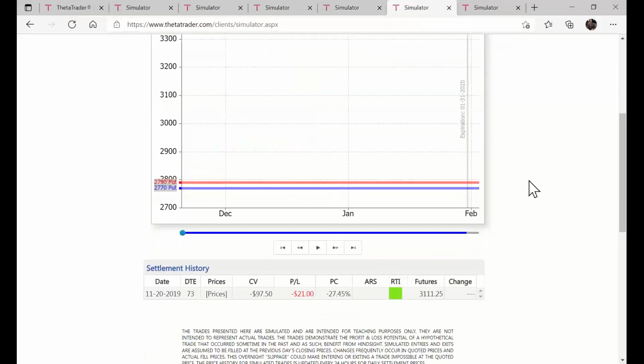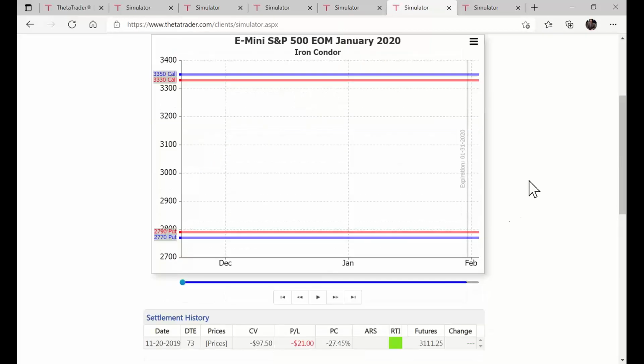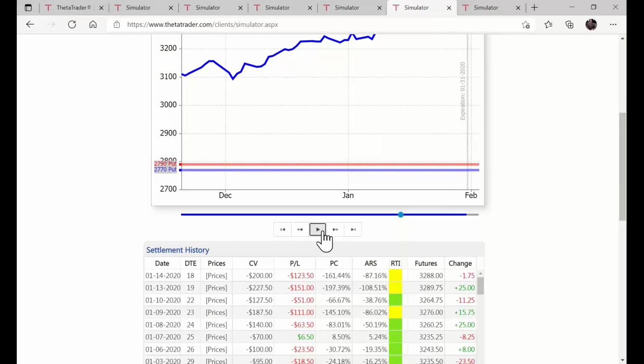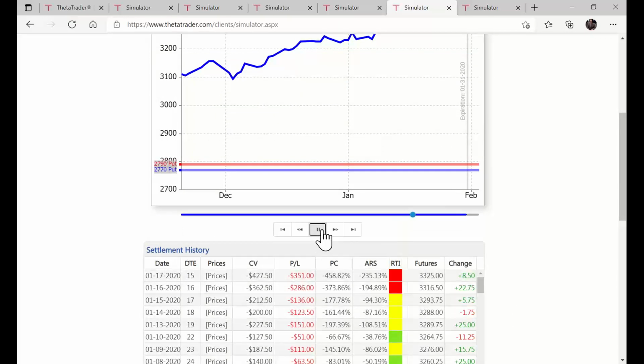And we'll look at another condor. This is November 20 of 2019. Here's a January into month. Getting yellow, elevated risk, and then it turns red. Too much risk, get out. And that was on January 16.